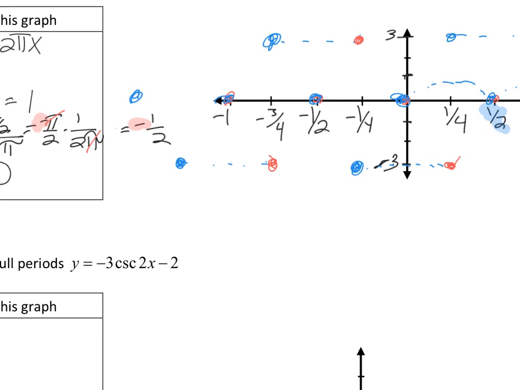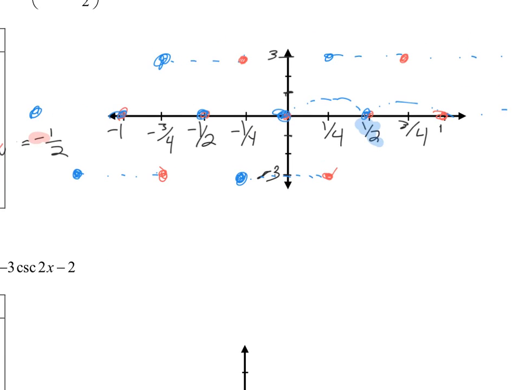All right. Okay, so now I've shifted. Now I'm going to draw my asymptotes. So right through the blue zeros are going to be asymptotes. Okay. There we go. Now, we're going to graph our function.